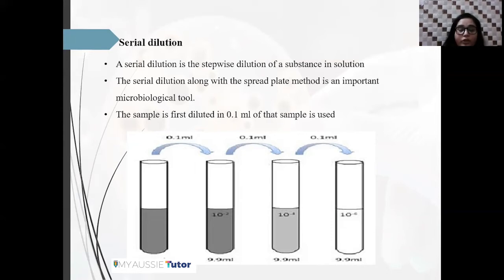In this way, the volume will remain the same, however the concentration will decrease, so that the load of the bacteria will be less, and we'll be able to isolate the bacteria. This serial dilution is always performed by the spread plate method. The sample which we used is 0.1 ml for every tube.